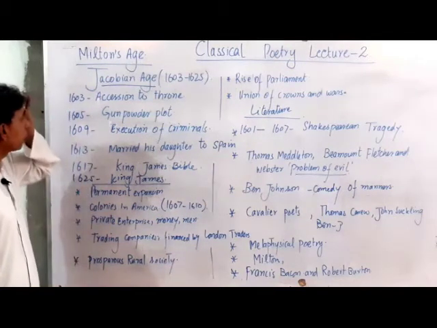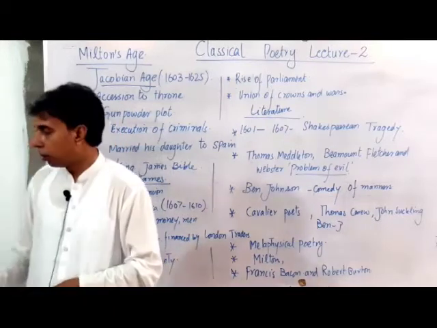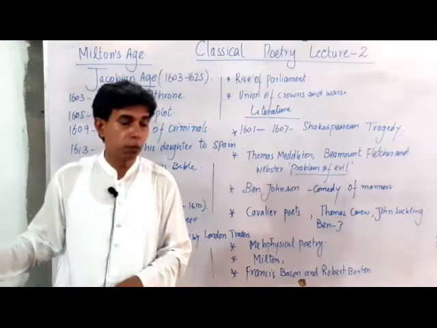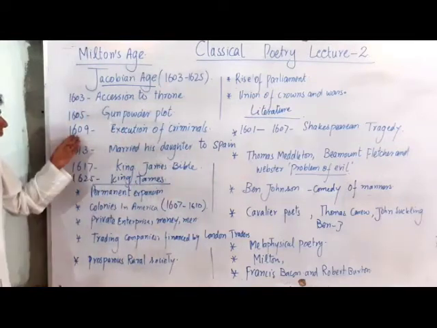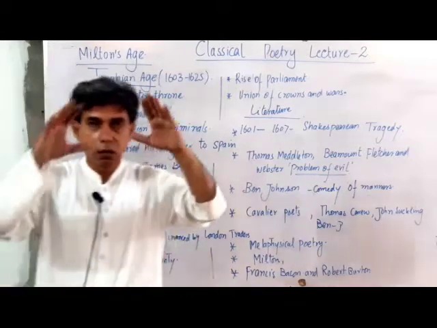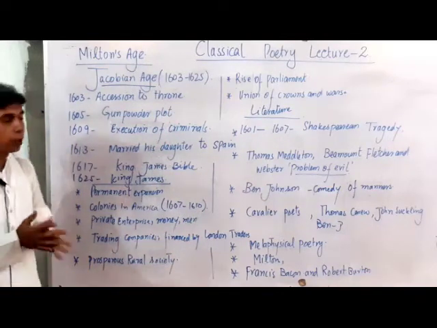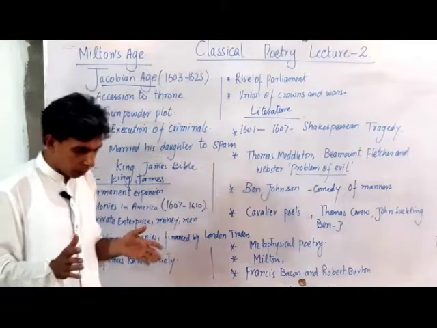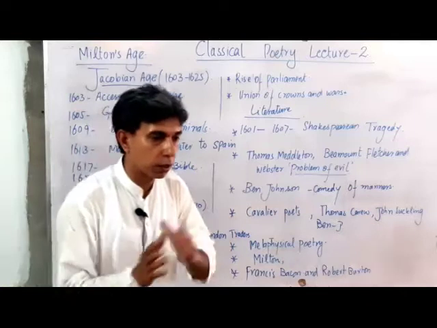In 1605, the Gunpowder Plot was made against him, and some group of people tried to murder the king. And in 1609, those culprits, a group of Catholic people, were found out and executed. In 1613, he married his daughter to the Prince of Spain, a Catholic country, in order to pacify the rift between the two major religious sections, Protestants and Catholics.